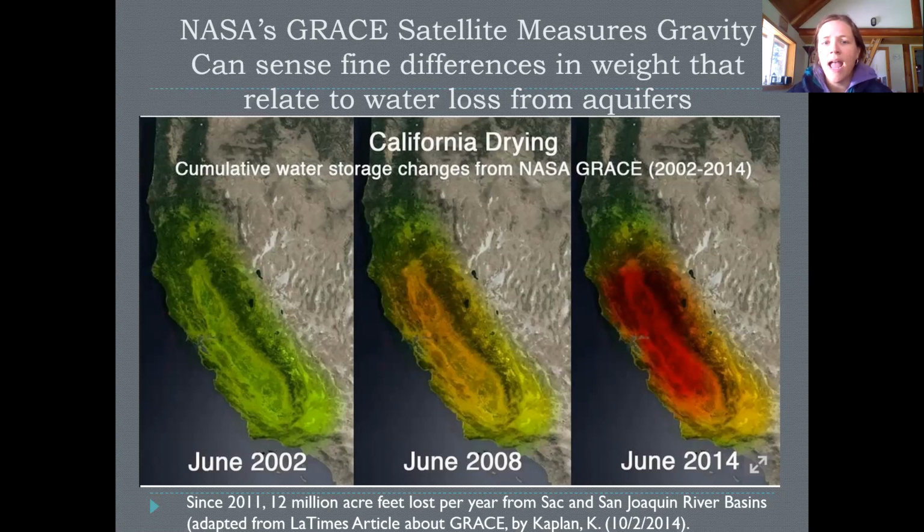There's a particular program and satellite called the NASA GRACE satellite that's been flying around trying to measure groundwater. And what we can see is that we have been losing a lot of water from inside California. Starting in about 2011, through the first half of the last decade, we were losing 12 million acre-feet per year from the Sacramento and San Joaquin River Basin area. An acre-foot is an area of an acre, about the size of a football field, filled up one foot deep. So 12 million of those per year are being pulled out of the ground, and that is much in excess of the amount of water that is being recharged.